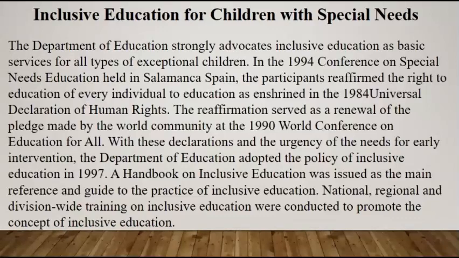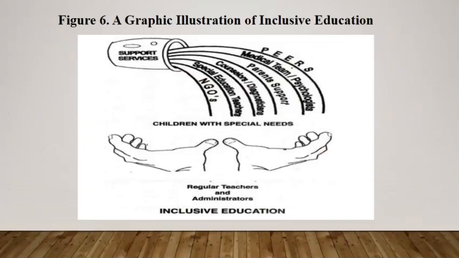The reaffirmation served as a renewal of the pledge made by the world community at the 1990 World Conference on Education for All. With these declarations and the urgency of the need for early intervention, the Department of Education adopted the Policy of Inclusive Education in 1997. A handbook on inclusive education was issued as the main reference and guide to the practice of inclusive education. National, regional, and division-wide training on inclusive education were conducted to promote the concept of inclusive education. The next slide shows a graphic illustration of inclusive education.